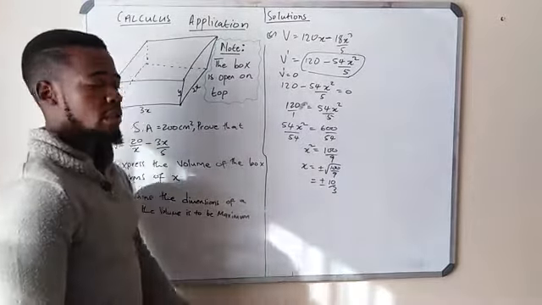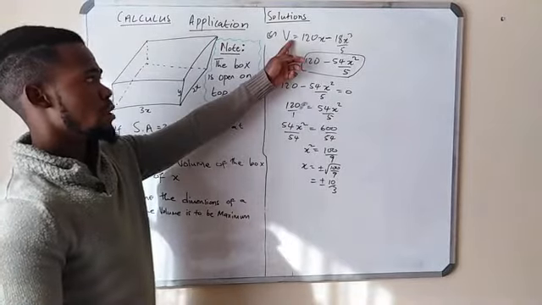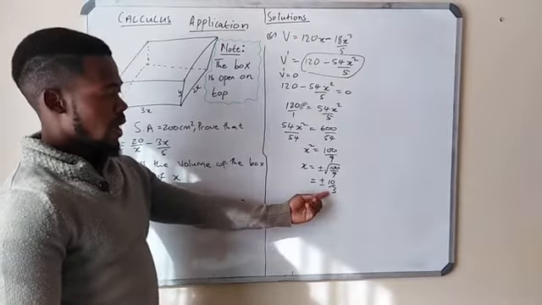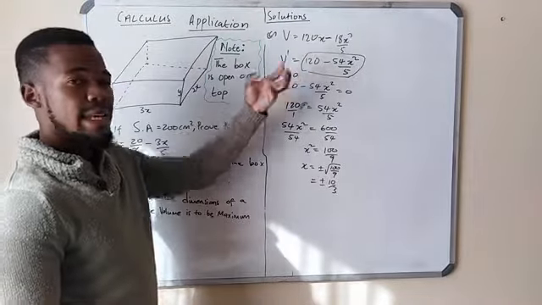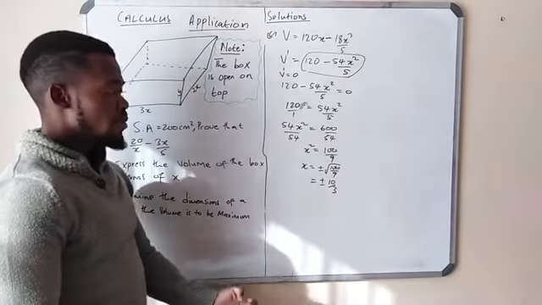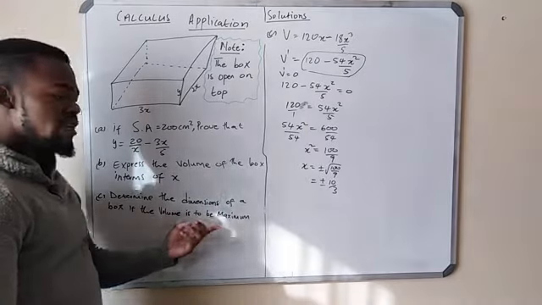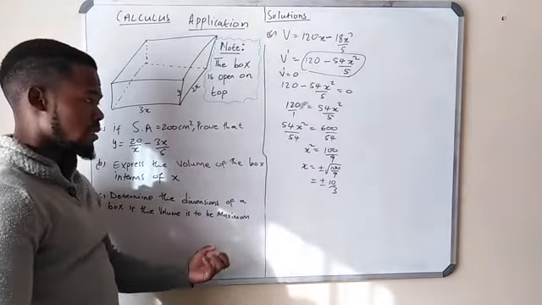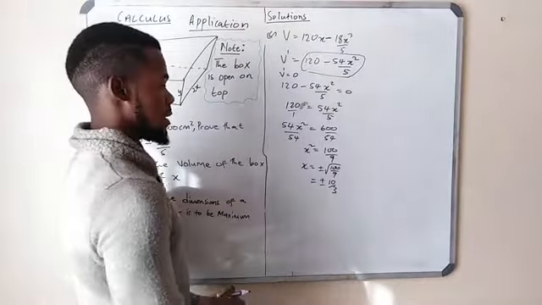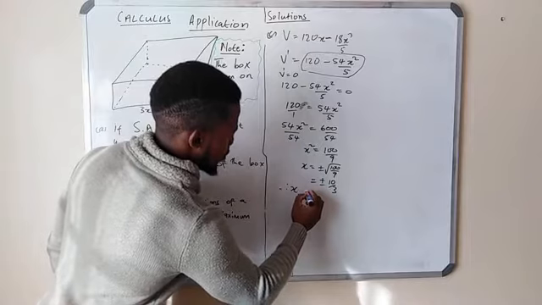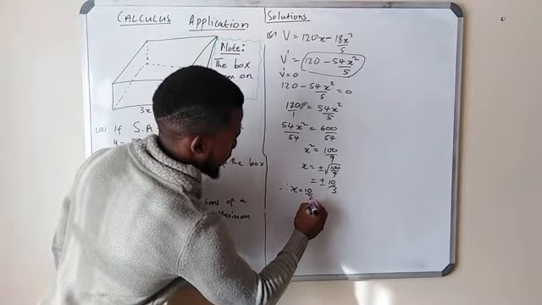Why the positive answer? Because the positive answer will yield a maximum volume of the box. And the negative answer here will yield a minimum volume of the box. And remember, they said if the volume is to be maximum. So for the volume to be maximum, we're going to take a positive answer here. So x is equal to positive 10 over 3.